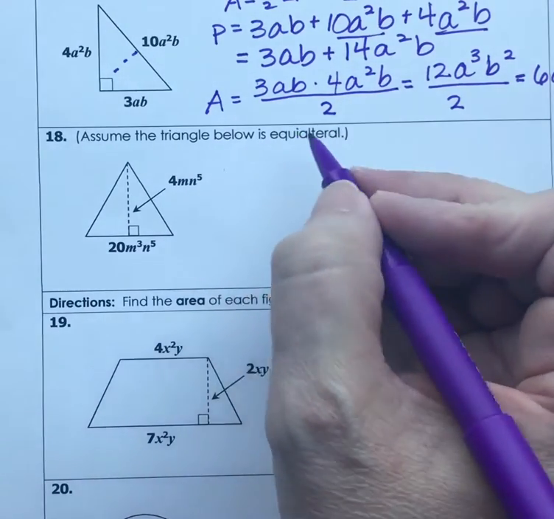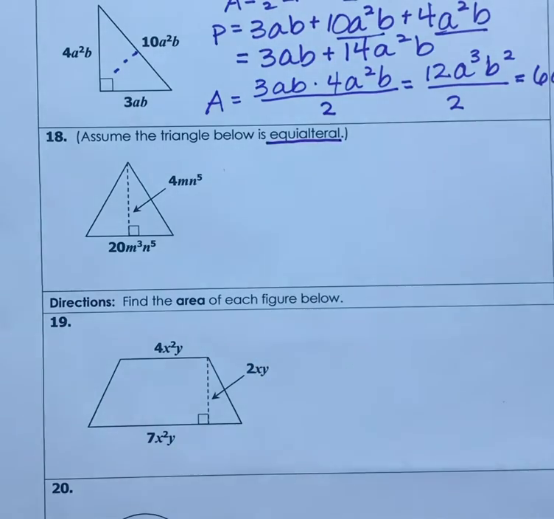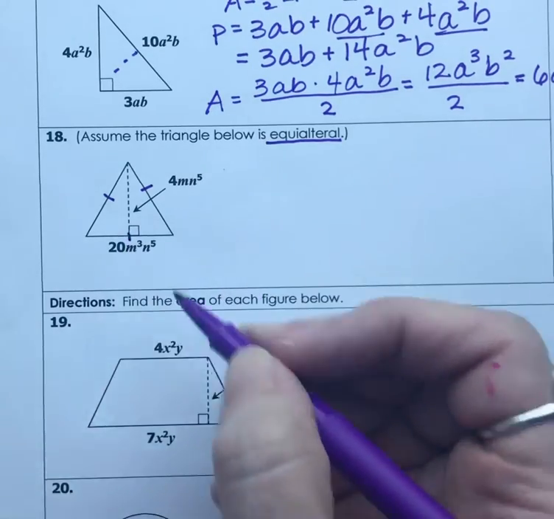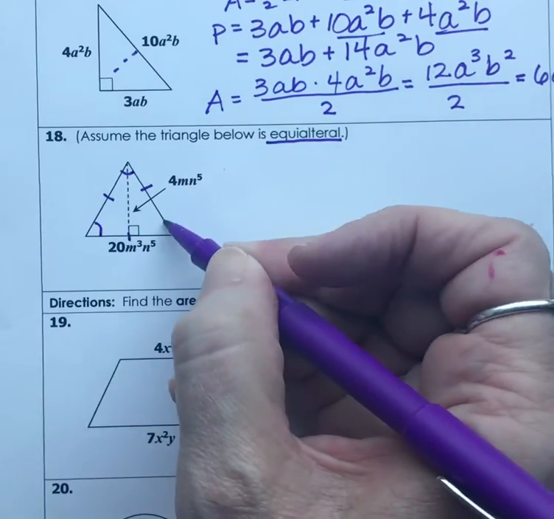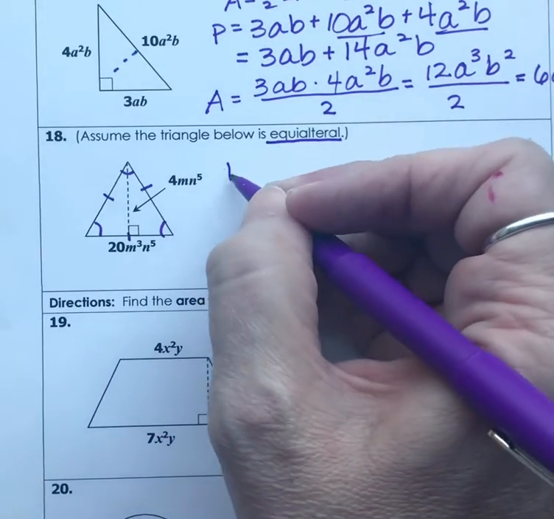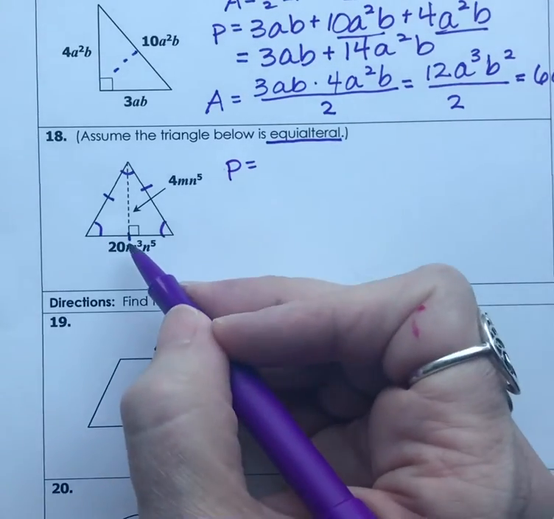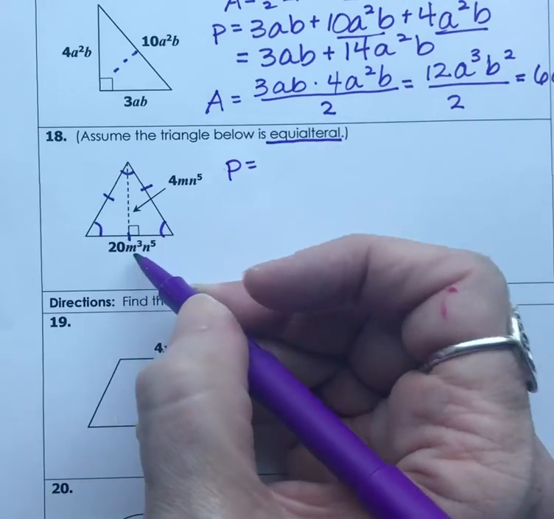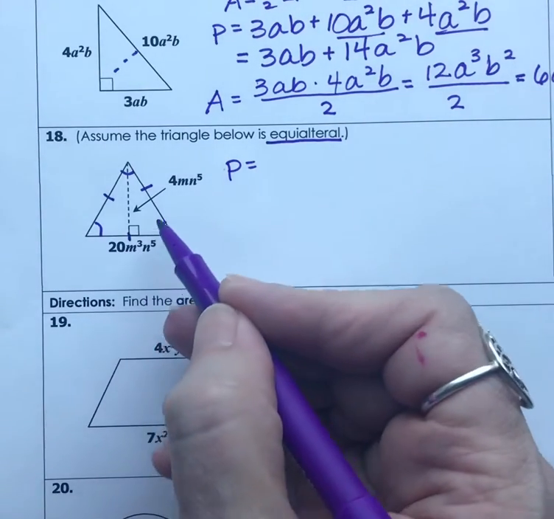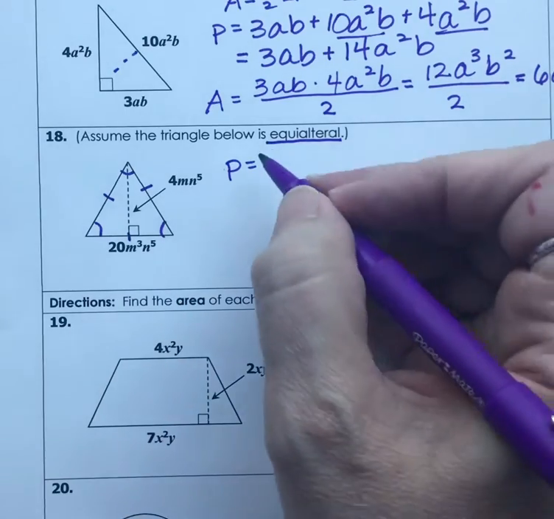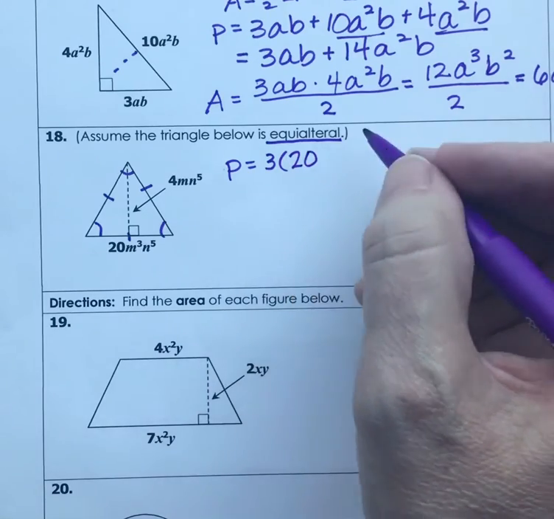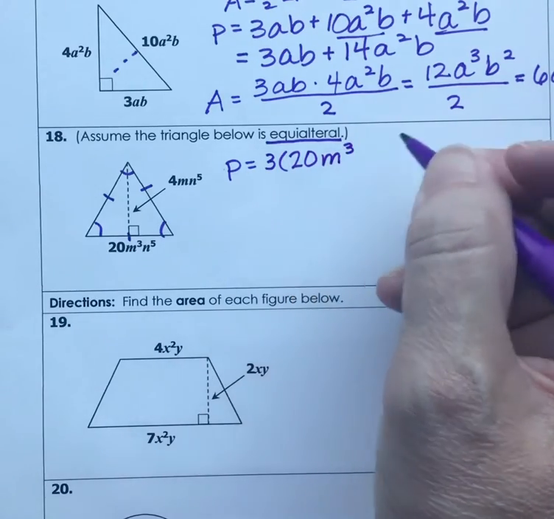So for the perimeter of an equilateral triangle, okay, equilateral means that all three sides are congruent and all three angles are congruent. Okay, I don't need the angles to figure out perimeter, but I need to know what each side is worth. And since all three sides are congruent, I know that all three of them are equal to 20m cubed n to the fifth. So if I wanted to add that up 3 times around, that would be the same thing as multiplying by 3, because repeated addition is the same thing as multiplication.